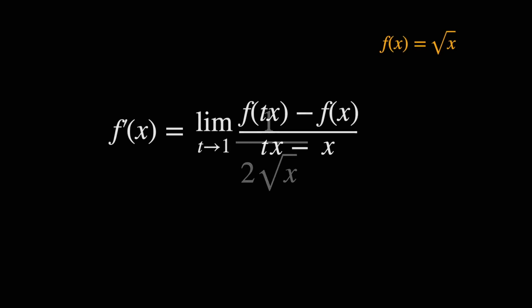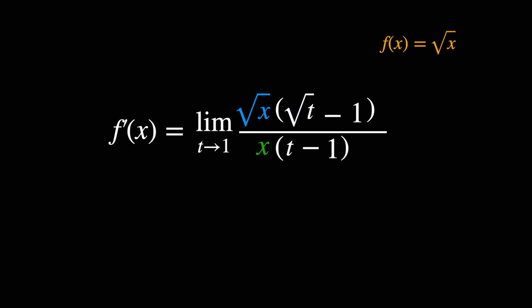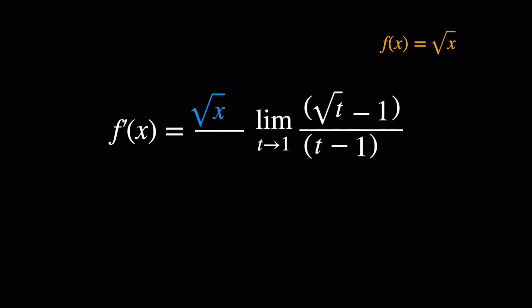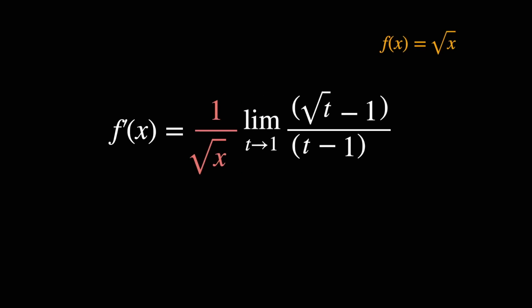We get the square root of tx minus the square root of x over tx minus x. We can split up that square root, and just as usual, we can factor out the x's in the numerator and the denominator and pull them outside of the limit, and then simplify. So in a couple of easy steps, we know the form of our derivative, 1 over the square root of x. Now to find that limit, we could use the conjugate trick again, but an even easier way is just to use a clever substitution.